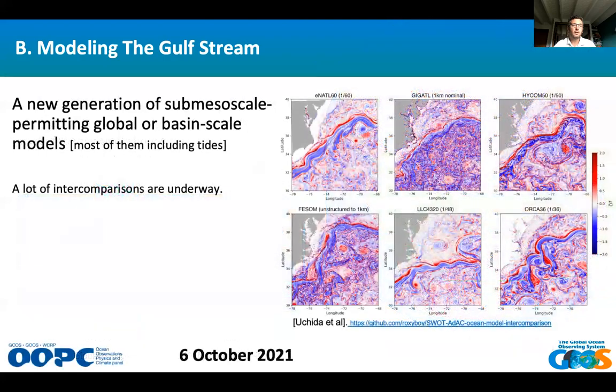So there is a strong effort currently to intercompare the different types of models of this type. You can see examples here showing a snapshot of vorticity in the Gulf Stream region for 6 of these models. The interesting thing is that they are all using different numerical options: vertical coordinate, subgrid scale turbulence parameterization, advective scheme, etc. So it is very useful to compare them and see how differences in the setup translate to differences in the statistical properties of the flow.